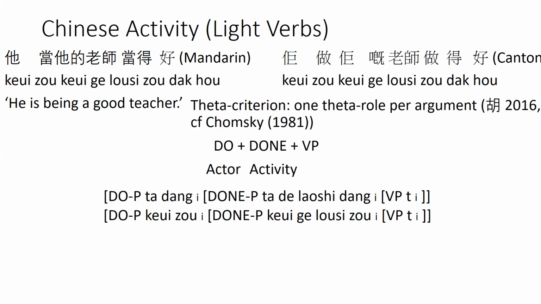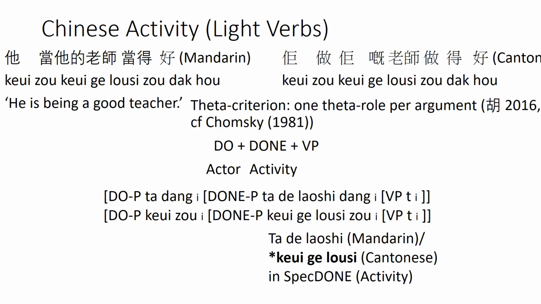And here the key difference between Mandarin and Cantonese, however, is that in spec done, where the activity nominal is merged, we can have 他的老師 in Mandarin, but we cannot have 佢嘅老師 in Cantonese. 佢嘅老師 in Cantonese cannot be merged in spec done on its own. And that's a big difference from Mandarin.